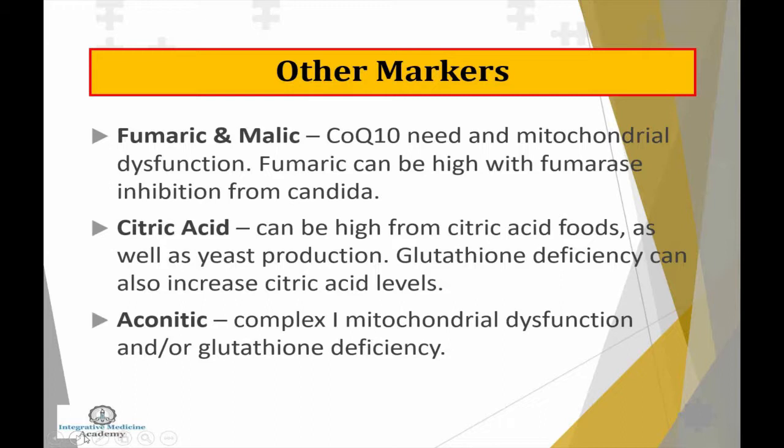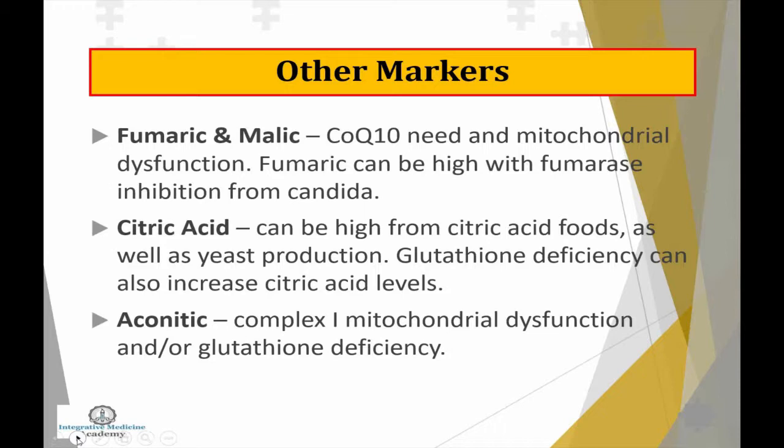A glutathione deficiency can also increase citric acid levels. But if you've got elevated citric acid and your pyroglutamic levels are normal, it's not likely that a glutathione deficiency is what's causing the high citric acid. Aconitic acid, another marker that will sometimes show up under the Krebs cycle section, can actually be linked to a glutathione deficiency. It can also indicate what's called a complex 1 mitochondrial dysfunction.